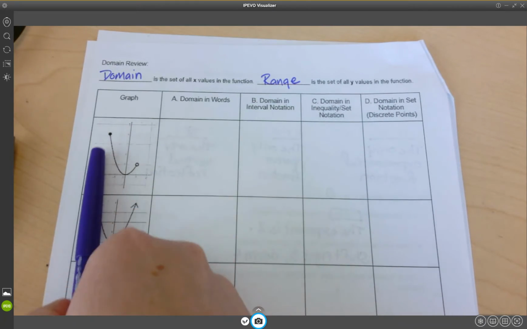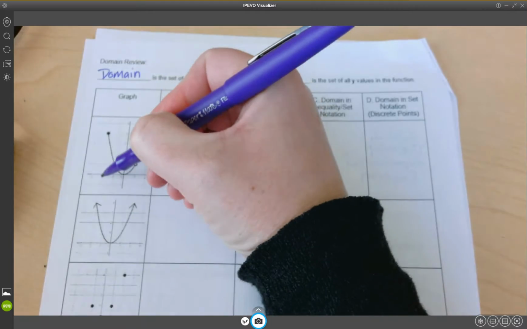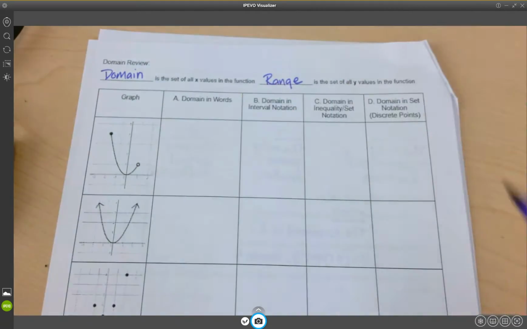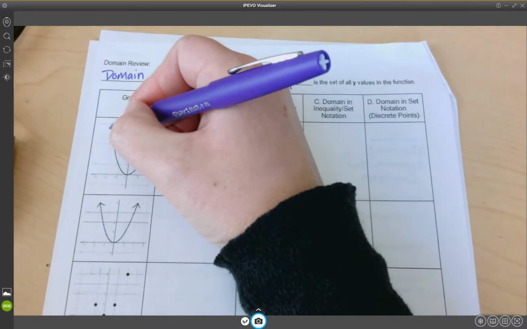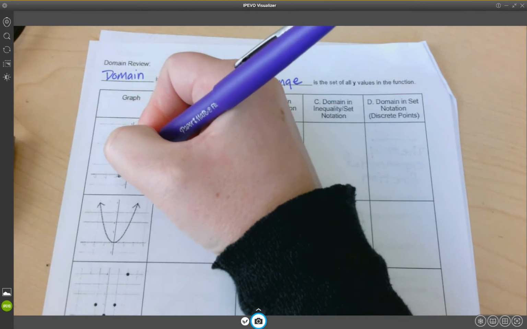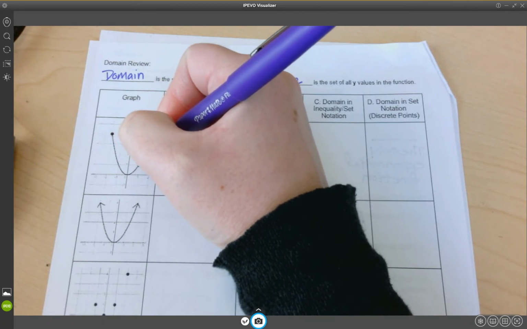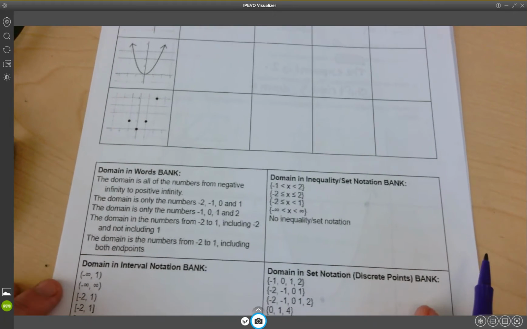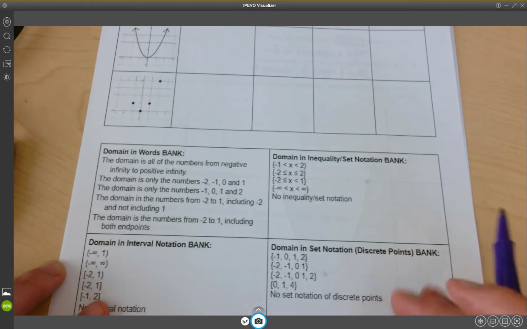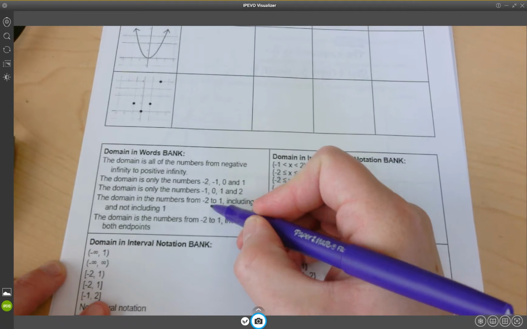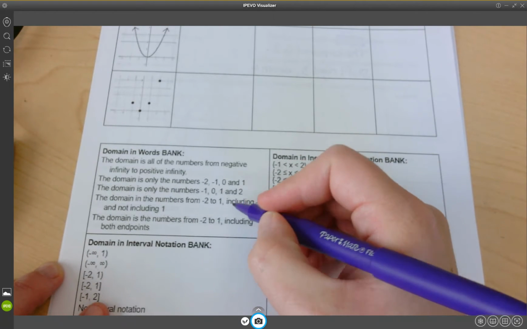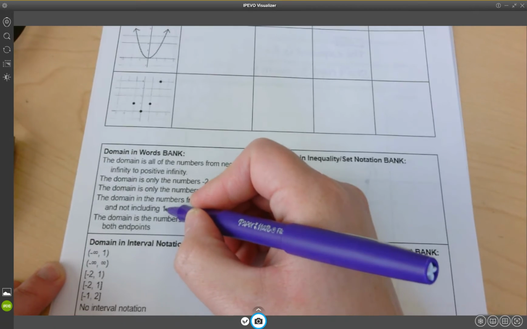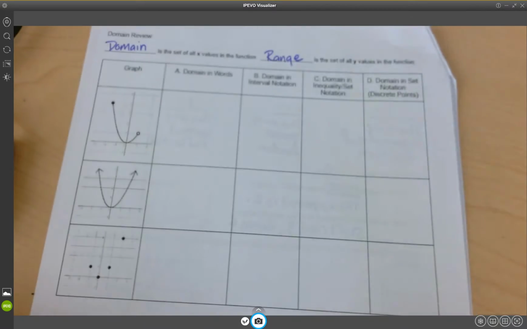Here on the left side of the function, your first value is -2, and your last value is 1. The filled in dot means we want to include the -2, and the open dot means we want to get really close to 1 but not include the 1. Looking at your word bank, you're going to find the words that match that. There are 2 that say from -2 to 1, and I think this is the right one because it says including -2 and not including 1. So we're going to write those words on your notes.